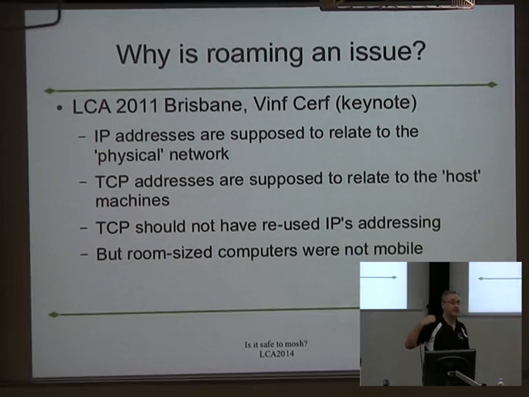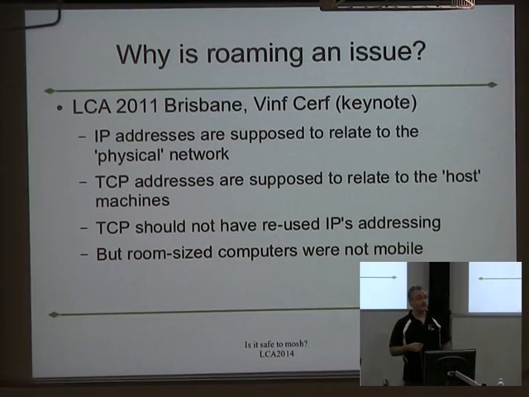Roaming itself, of course, we had Vint Cerf up at LCA 2011 in Brisbane, apologising for the fact that he should have had a different address at the TCP layer from the IP layer, but his room-sized machines didn't really move very much and their interfaces didn't change. And then, of course, he himself was carrying mobile phones and things that don't roam very nicely. So he knows what he's done. He saved himself a few bytes a long time ago. But we're stuck with this decision now. So in order to get roaming, we have to abandon the whole IP address thing, and that's what Mosh is choosing to do.